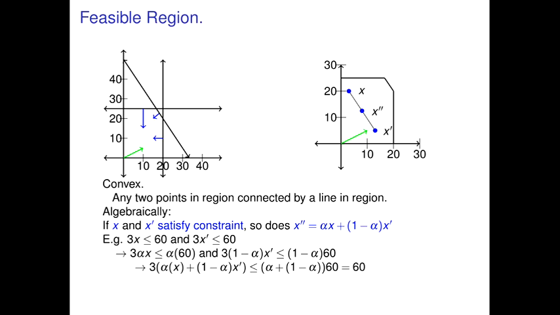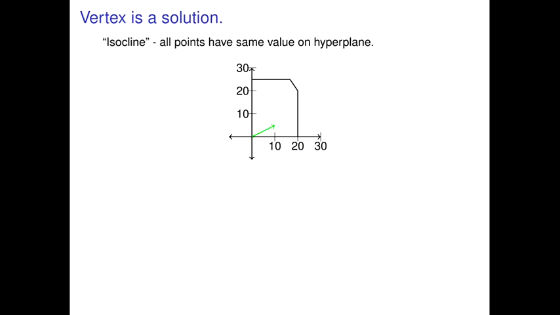Okay? So now what can I do here? This is x prime. This is x prime prime. So it says x prime prime satisfies this inequality. And that's true for every inequality. There's nothing interesting about this inequality; I could have made this argument for any inequality. So if x and x prime satisfy all the inequalities, then x prime prime satisfies all the inequalities, which means it's in the feasible region. Okay? So that's the convexity here. Okay, so the isoclines look like this.